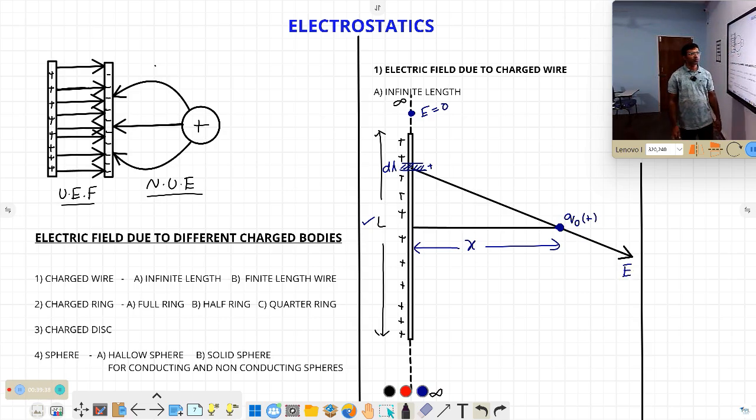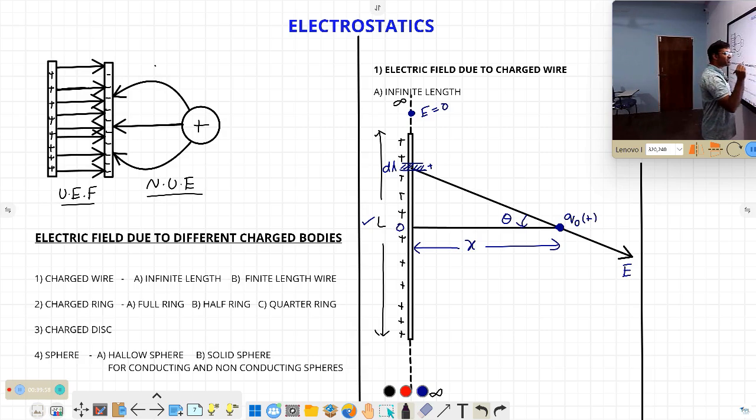To understand the concept here, we need to understand some geometrical terms. This elementary portion which you chose makes a certain angle here. That angle I am taking as theta. Clear? Also, this elementary portion can be chosen from anywhere.